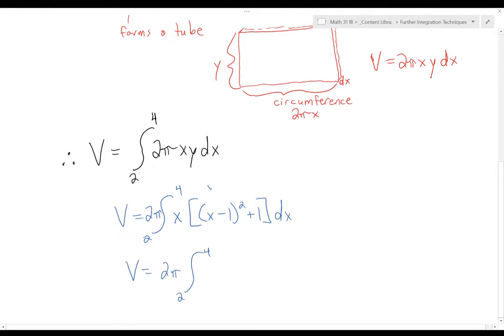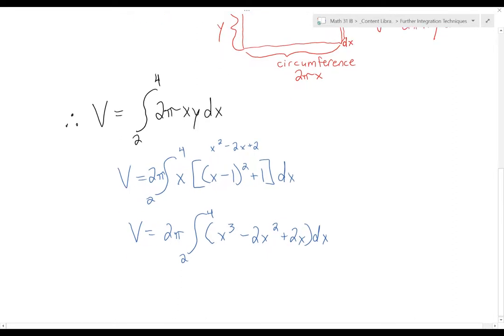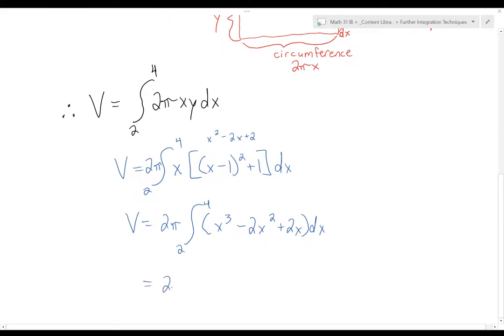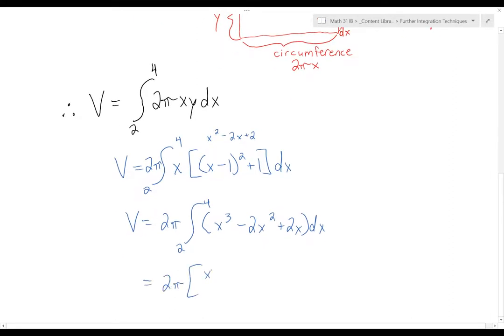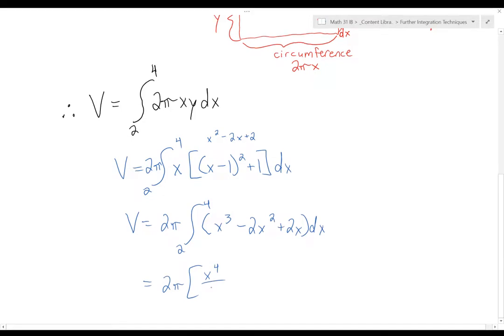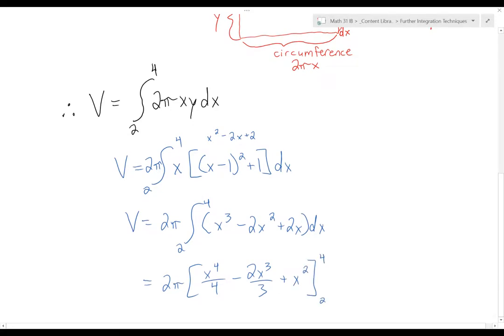So I've actually got x squared minus 2x plus 2 inside these brackets, which means I have x cubed minus 2x squared plus 2x dx. The antiderivative of that, just applying the power rule, I've got x to the power 4 over 4 minus 2x cubed over 3 plus x squared, evaluated between 2 and 4.